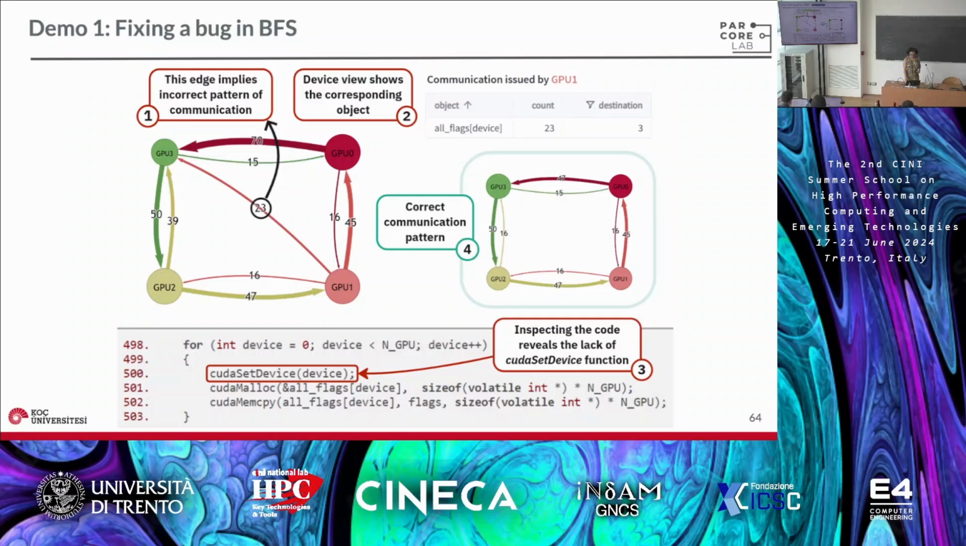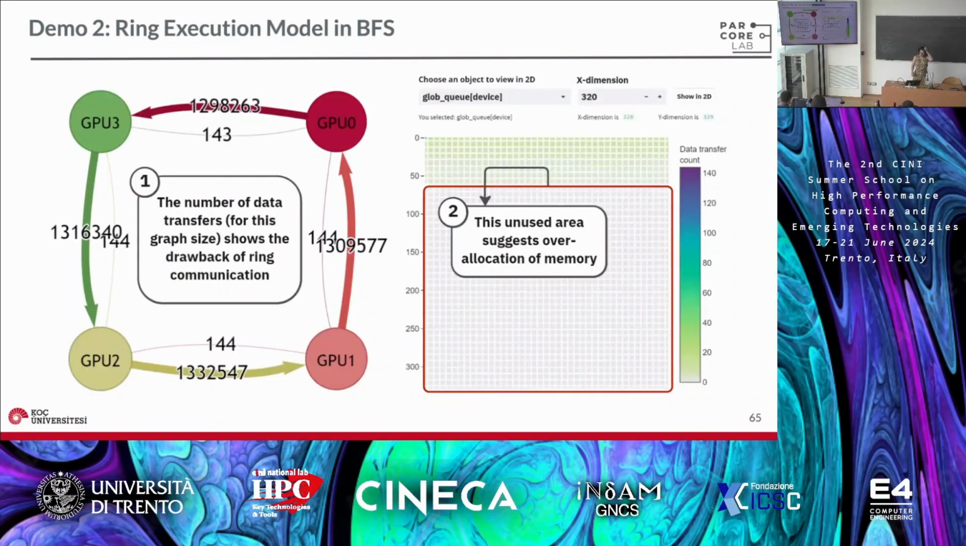So it really helped, and now we have the correct communication pattern, which doesn't have this link between those two GPUs. Another thing: we tested the BFS on another larger graph, and we realized that some of the communication buffer is hugely unused. So this is over allocation. It can also be used to see that we overestimated how much memory is needed for the communication buffer. This is the unused area.